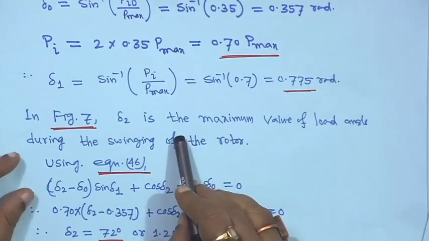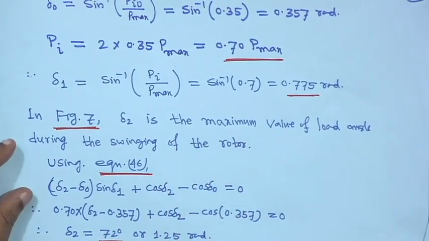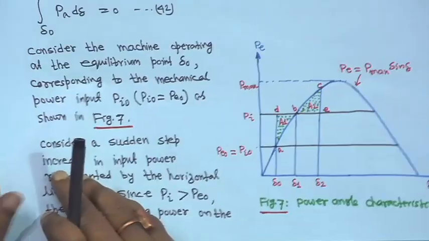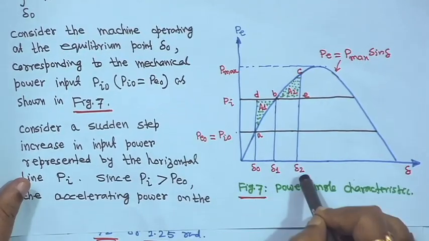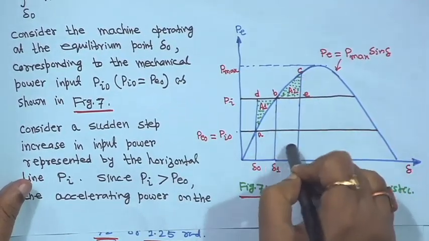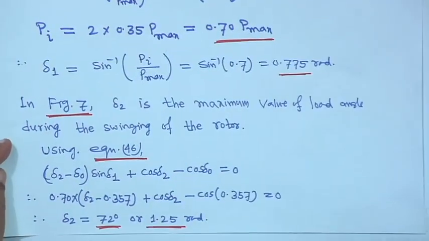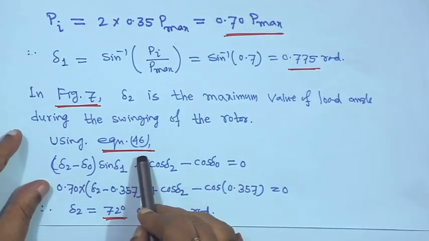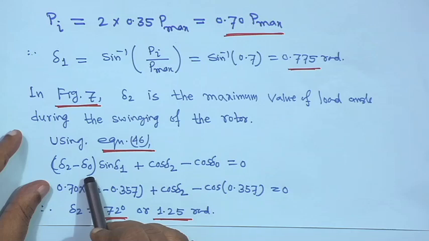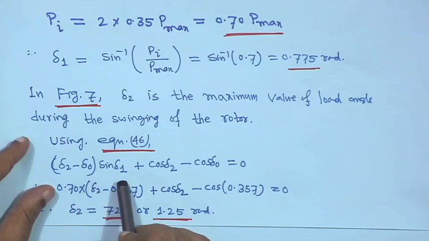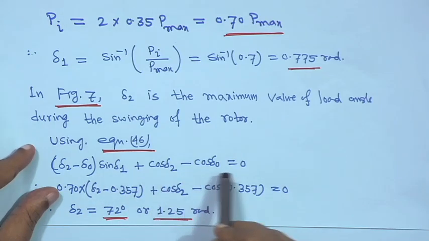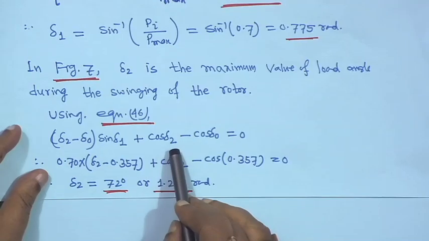Now, in figure 7, delta 2 is the maximum load angle during the swinging of the rotor. This is figure 7 and delta 2 is the maximum rotor angle. So, using equation 46, we are rewriting equation 46 here: delta 2 minus delta 0 times sin delta 1, plus cosine delta 2 minus cosine delta 0. Only here delta 2 is unknown.